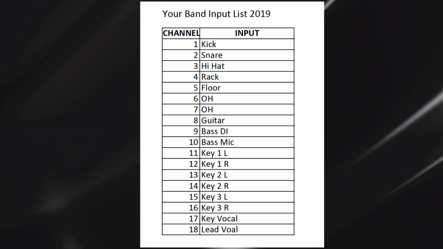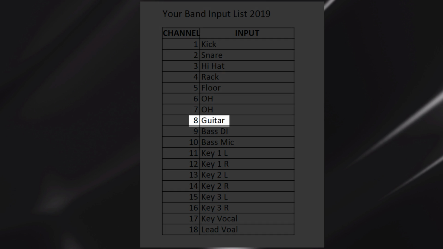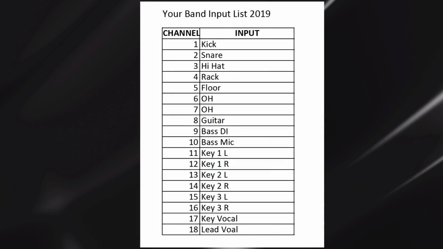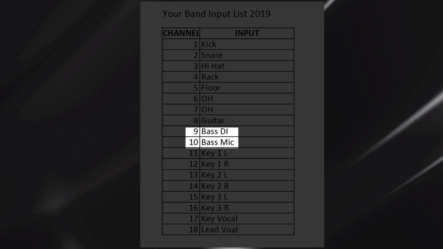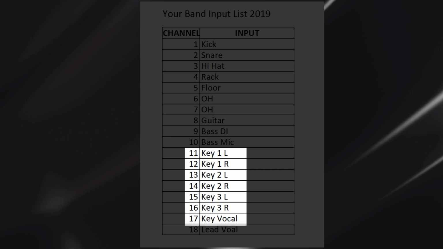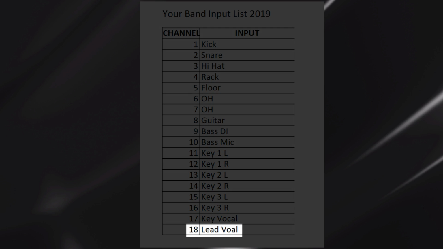You also have an electric guitar player who's using one mic on the guitar cabinet, and a bass player who is going direct through a DI, but you're also adding a bass mic to the bass cabinet. You've got 3 stereo keyboards and a keyboard vocal, and finally a lead vocal. So that covers all the inputs from the stage, and now you've got your basic input list.